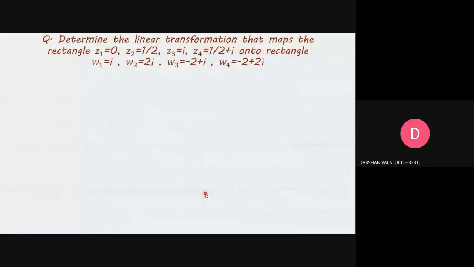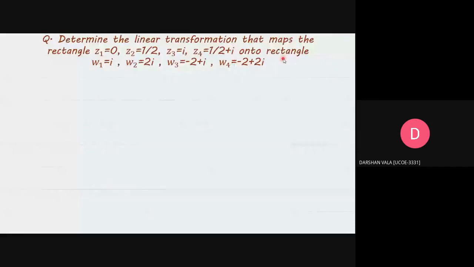Let's see another example. Determine the linear transformation that maps the rectangle z1 is equal to 0, z2 is equal to half, z3 is equal to i, z4 is equal to half plus i onto the rectangle w1 is equal to i, w2 is equal to 2i, w3 is equal to minus 2 plus i, and w4 is equal to minus 2 plus 2i. Let's see the solution.